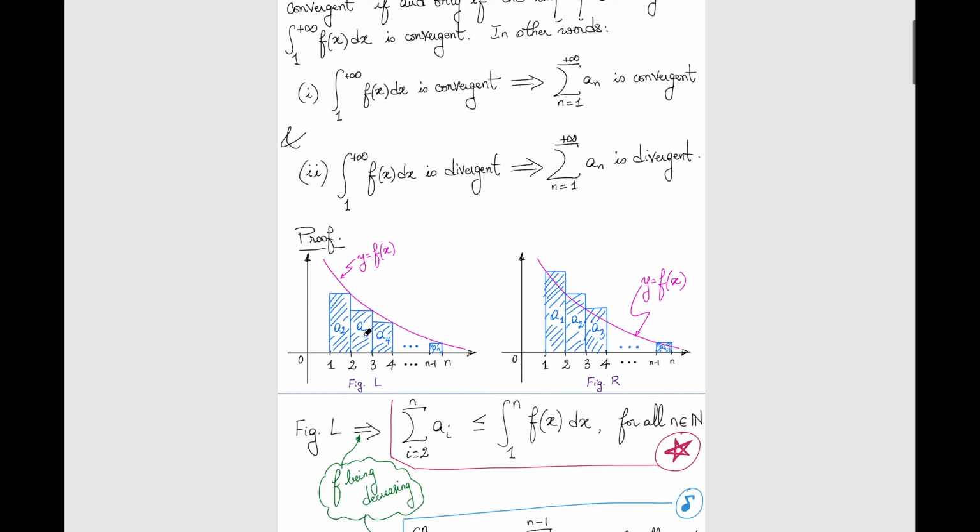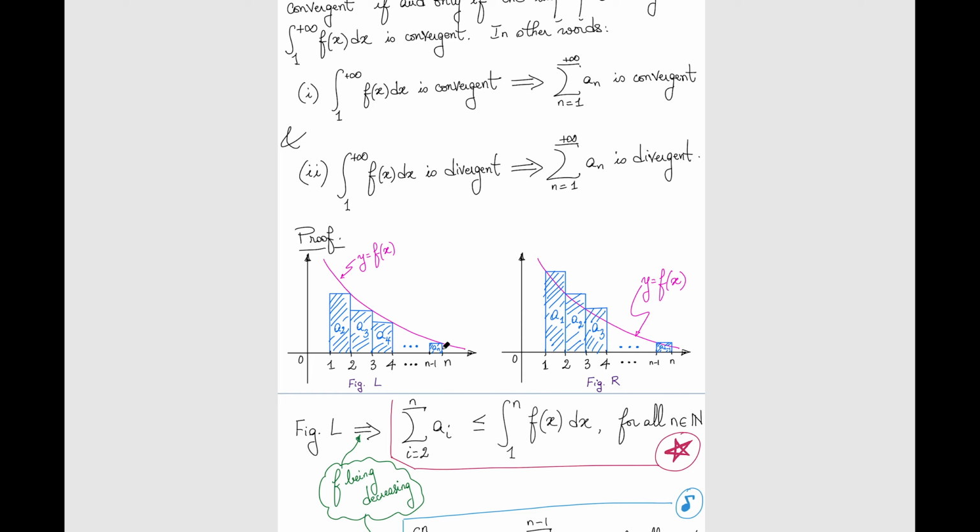As such, we can have that the sum of these boxes, the sum of these rectangles, which are a2 plus a3 plus a4 all the way to an, so it's compactly denoted by the sigma notation, this is certainly less than or equal to the area under this graph, right? The area under this graph from 1 to n, correct?